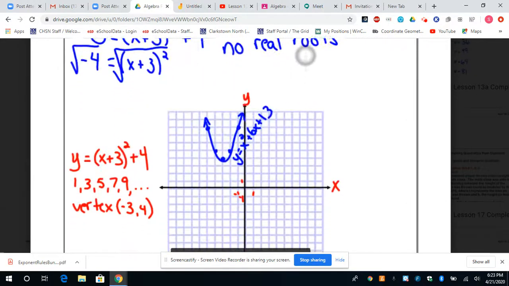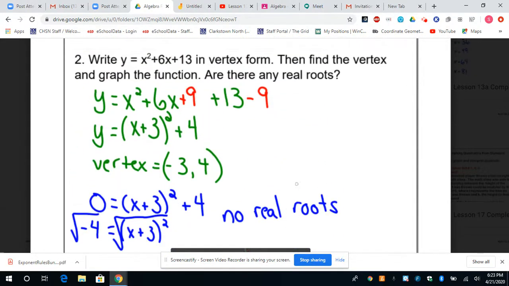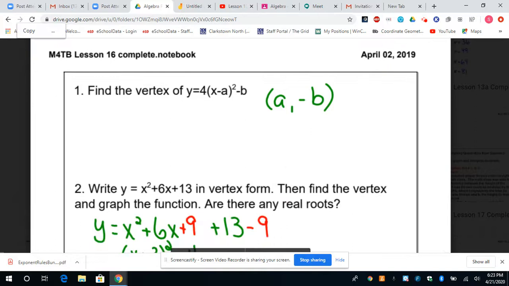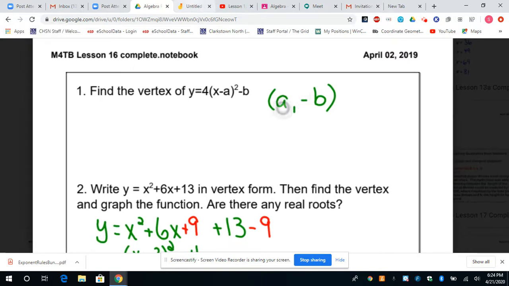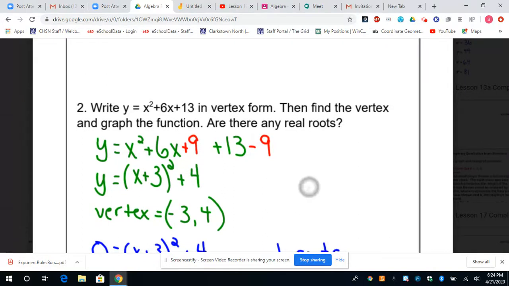Now we're on page 4. Find the vertex of this. So the vertex, again, this is just for you to remember the h value, even though sometimes it doesn't have to be h and k. It can be a, b, it can be other letters. So just know that the x value of the vertex, so that a value, is inside the parentheses. If it's a minus a, it's going to be a plus a. And then if it's a minus b, it's going to keep a minus b.